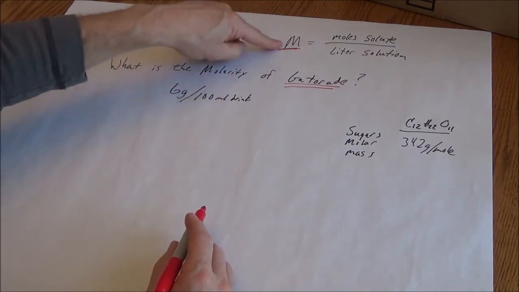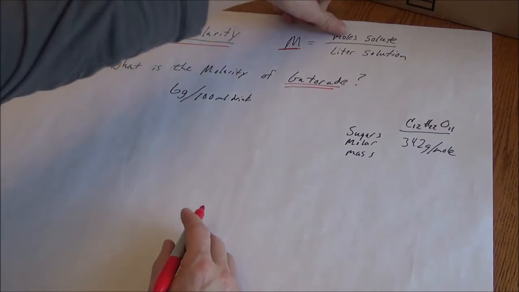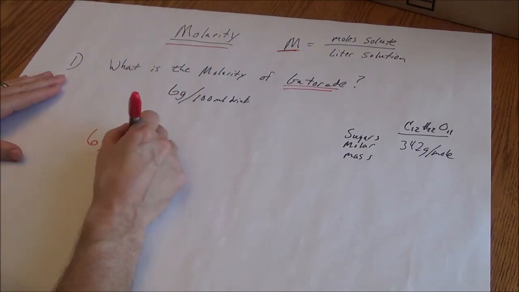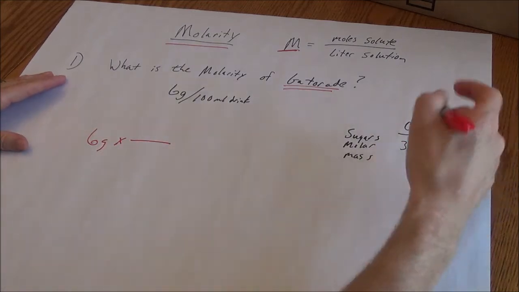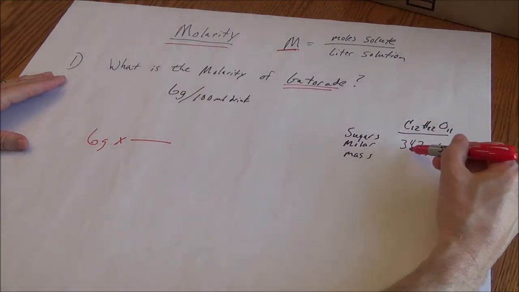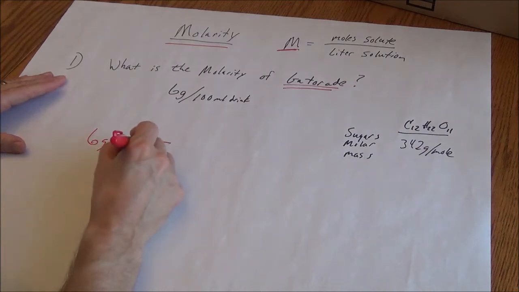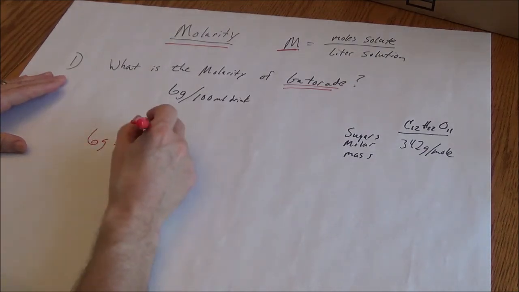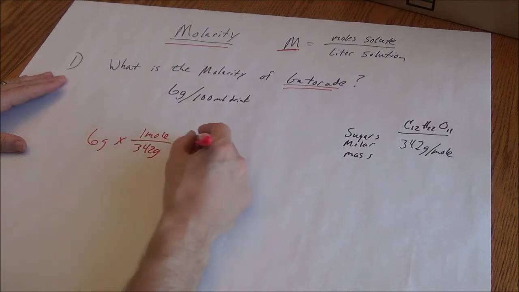And I want to know the actual molarity. Well, I got to have moles as solute, so I'm going to change my 6 grams into moles. And I looked it up on the internet. Sugar, sucrose, weighs 342 grams per mole. And I'm going to put the 342 grams on the bottom because I want grams to cancel. And I'll put the 1 mole on the top.